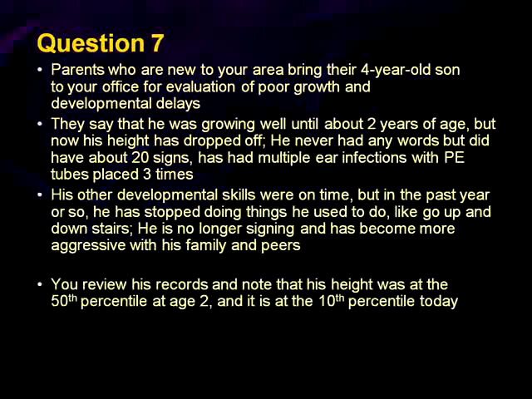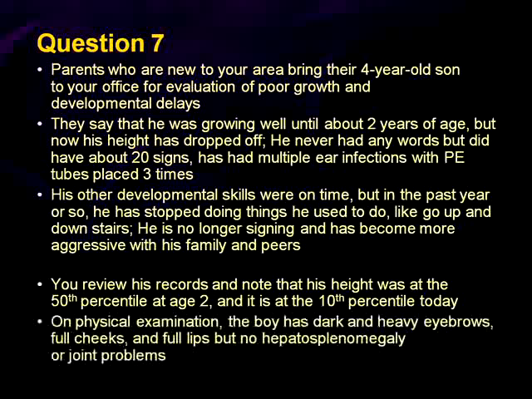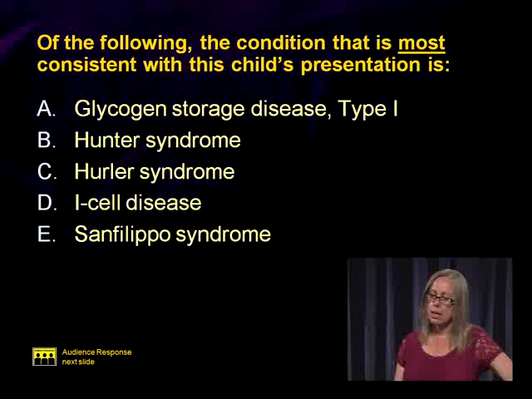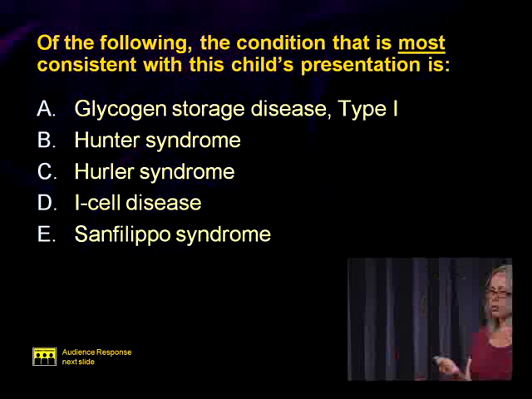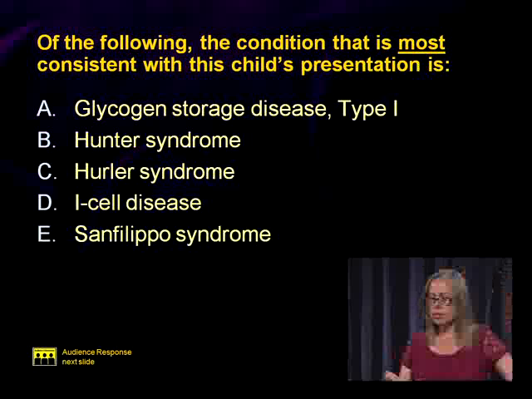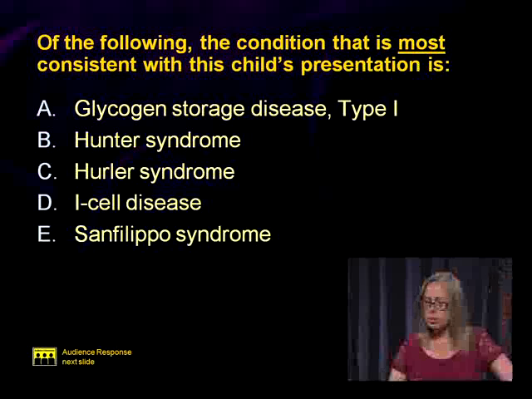You review his records and note that his height was at the 50th percentile at age 2, and now it's at the 10th percentile. On physical exam, the boy has dark and heavy eyebrows, full cheeks, and full lips, but no hepatosplenomegaly or joint problems. The condition that is most consistent with this child's presentation is glycogen storage disease type 1, Hunter syndrome, Hurler syndrome, I-cell disease, or Sanfilippo.